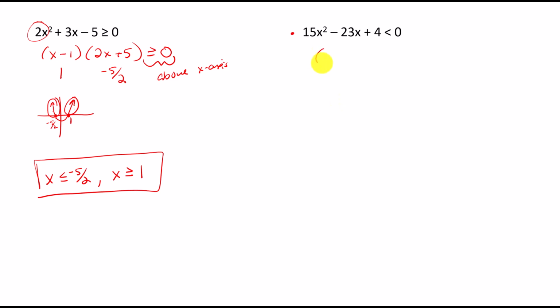Okay, when you factor this, you should have 5x minus 1 and 3x minus 4 is less than 0. So it's really important that you're factoring correctly. If not, you need to go back and review. These are my factors. When I set this one equal to 0, I get a positive 1/5. When I set this one equal to 0, I get a positive 4/3. This is the smaller one. 4/3 is a little over 1, so this one's bigger.